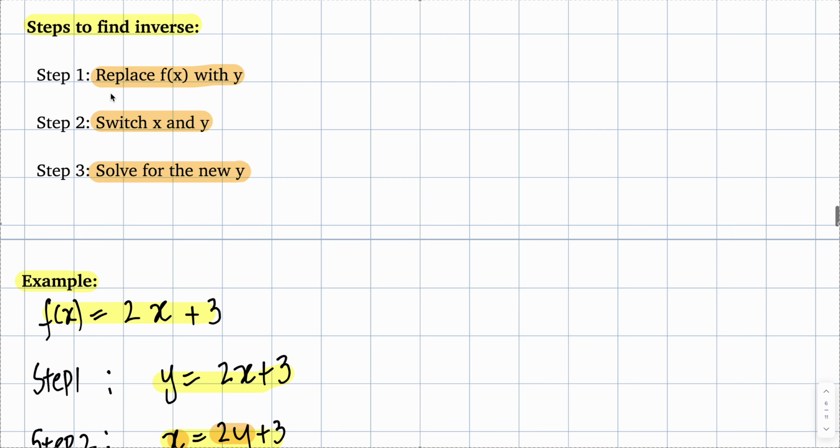Here are the steps to find an inverse. First, we replace f of x with y. Then, we switch the x and y, and we solve for the new y.